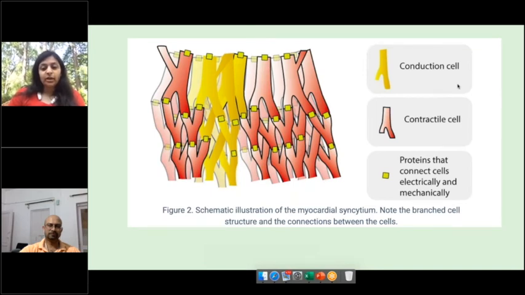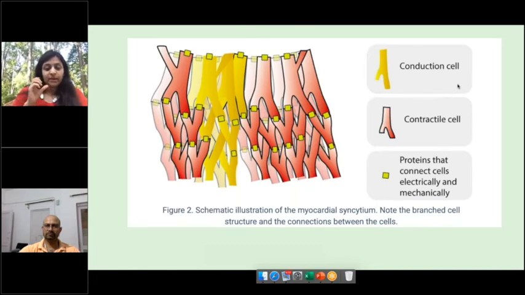So there are two predominant kinds of cells. There are several, but the predominant ones that we are interested in are the conduction cells. Within the heart, there are specific areas that have formed bands through which electricity generated from one part of the heart flows to the other part. And then there are contractile cells, which are responsible mainly for the pump function of the heart.